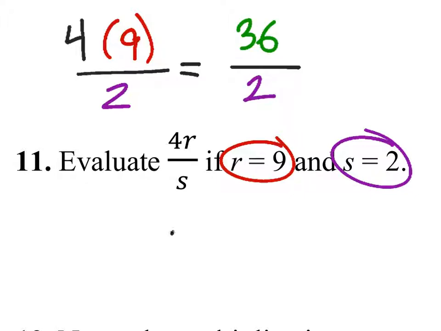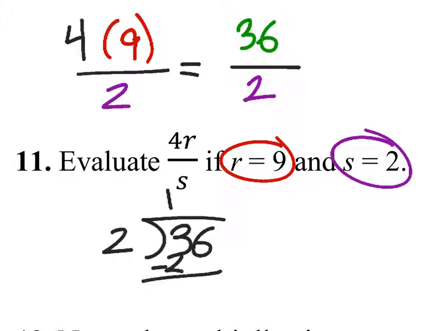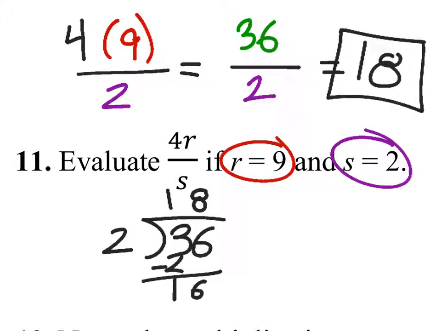If you wanted to, you could use long division. 36 divided by 2. 2 goes into 3 once. Subtract 2. Then I'm looking at 16. It goes into that 8. So the answer is 8. Well, 18 is right.